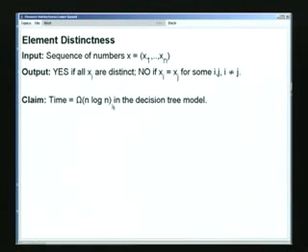However, the subject of today's lecture is not that. The subject of today's lecture is to prove that at least n log n time is needed. So we want to prove a lower bound.